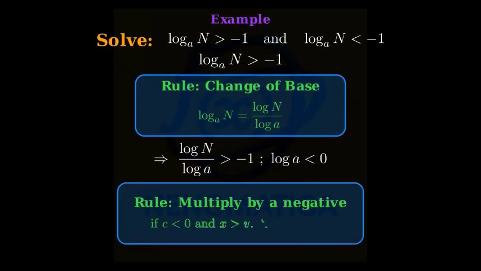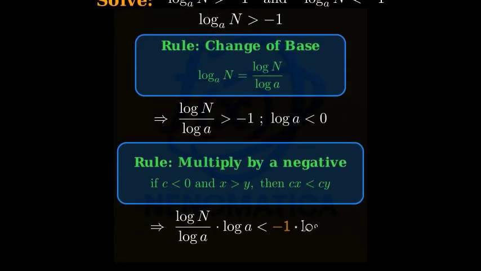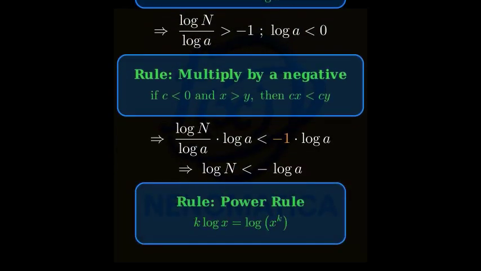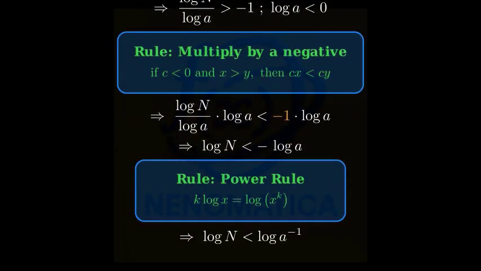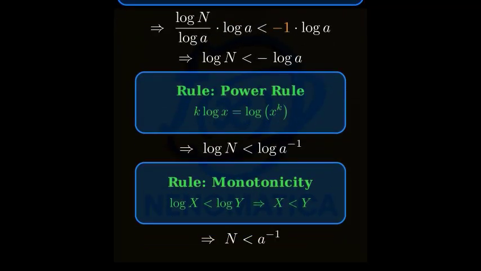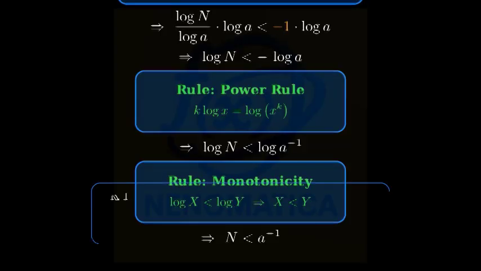Step 2. Multiply both sides by log a, which is negative, so the inequality reverses. Step 3. Simplify. The log a cancels on the left. Step 4. Use the power rule of logarithms to move the negative sign into the argument. Step 5. Remove the logarithms, since the same base makes the log function strictly increasing. Step 6. Apply the domain restriction n greater than 0 and rewrite a to the -1 as 1 over a. Great. That completes the first inequality.